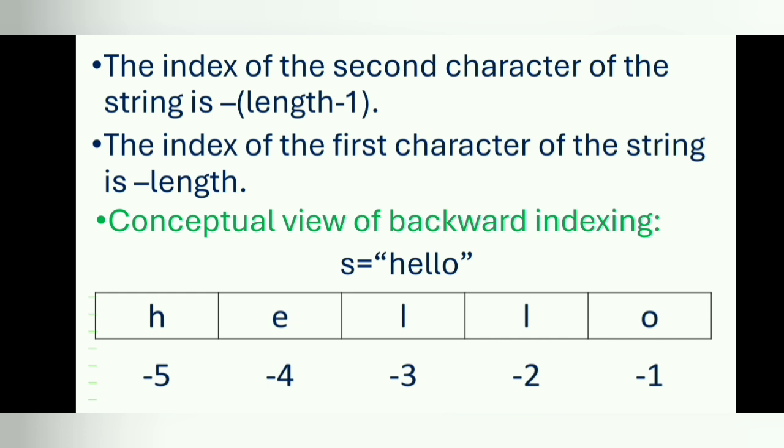In this example, s[-1] refers to the fifth character, that is o. s[-2] refers to the fourth character, that is l. s[-3] refers to the third character, that is l. s[-4] refers to the second character, that is e. s[-5] refers to the first character, that is h.